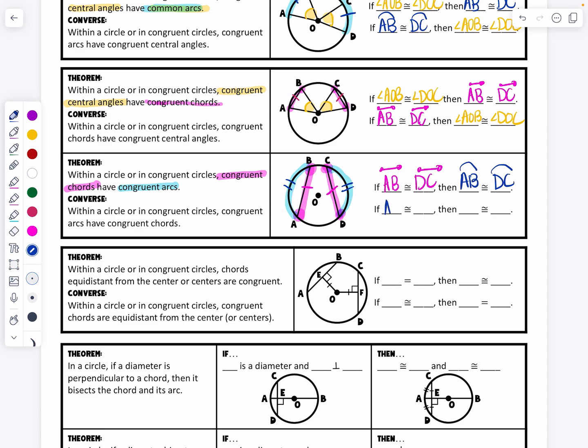So what is the converse of that? It says the same thing, just in reverse. If we start by knowing that those arcs are congruent, then what do we know about the chords? That means that the chords must also be congruent.